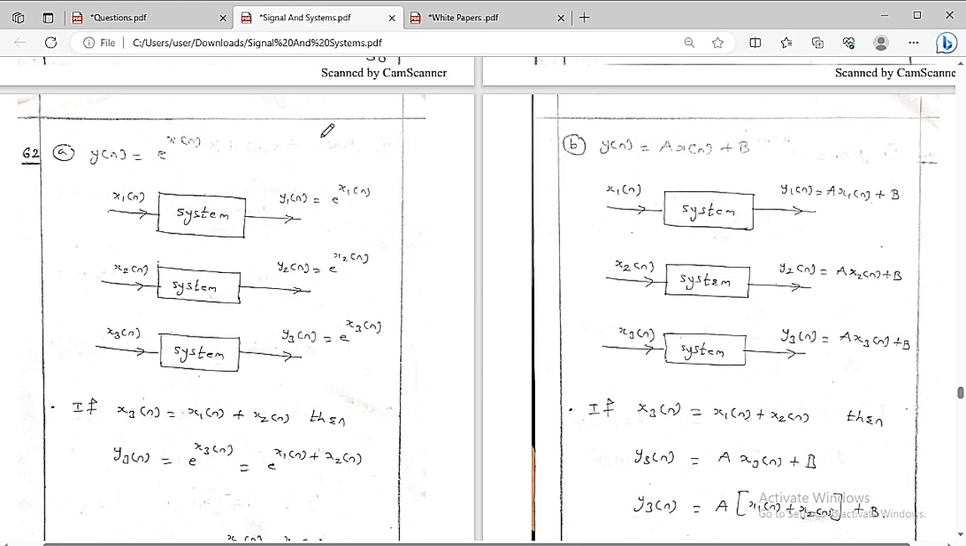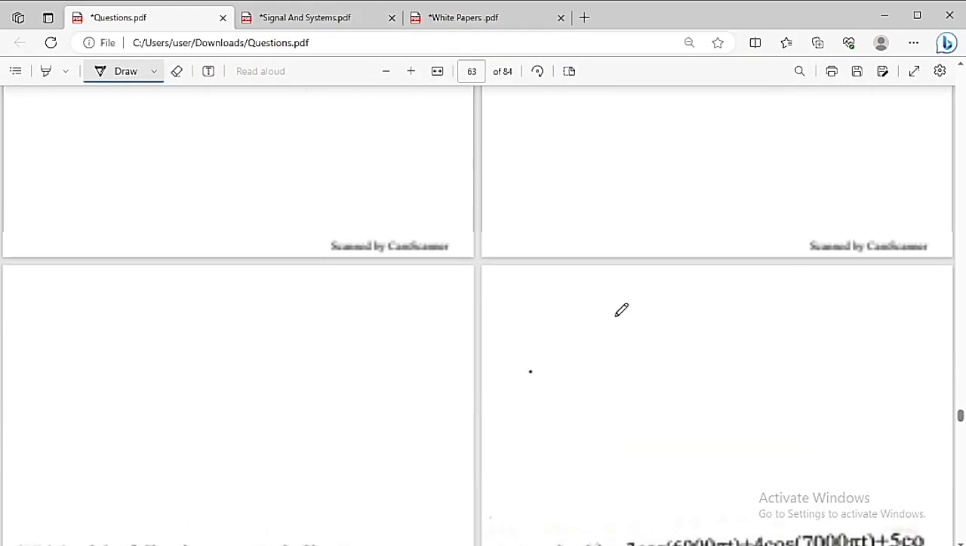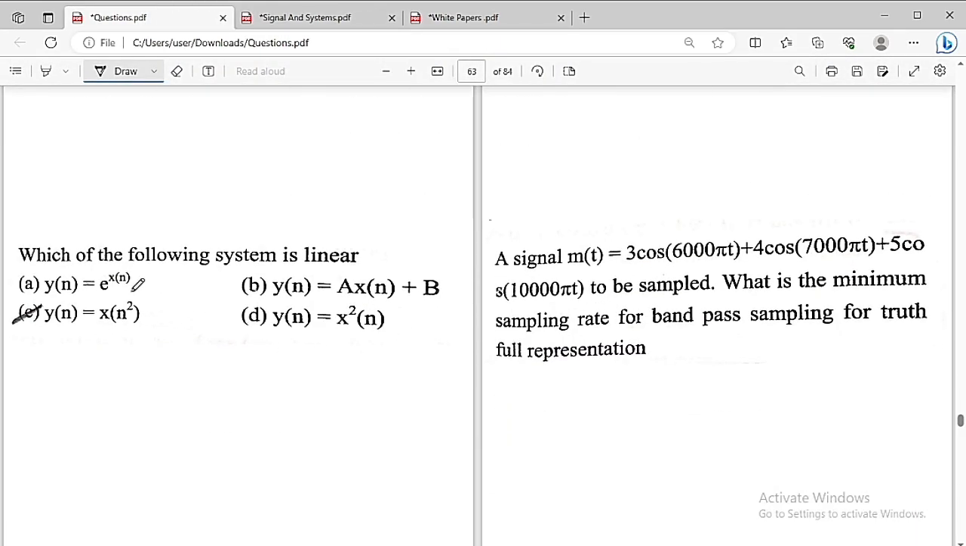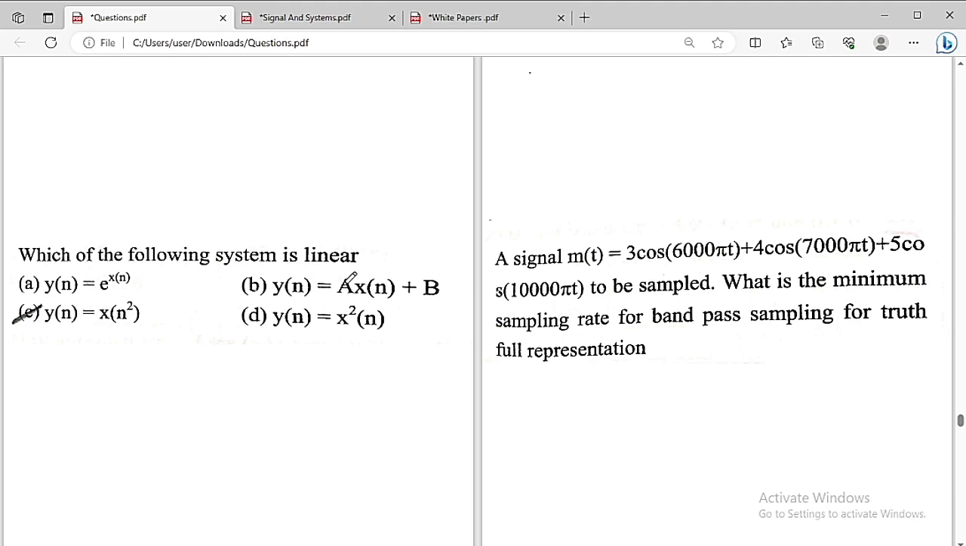So now we are going to solve another question. See the question here. Which of the following systems is linear? So which of the following systems is the linear system that we need to figure out? Basically in this question they have given 4 options, 4 systems, and out of these we need to figure out the linear system.